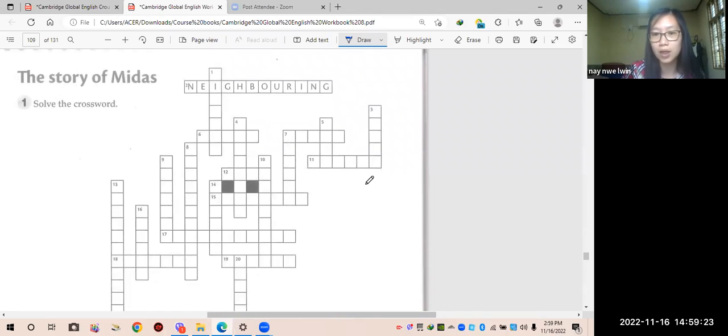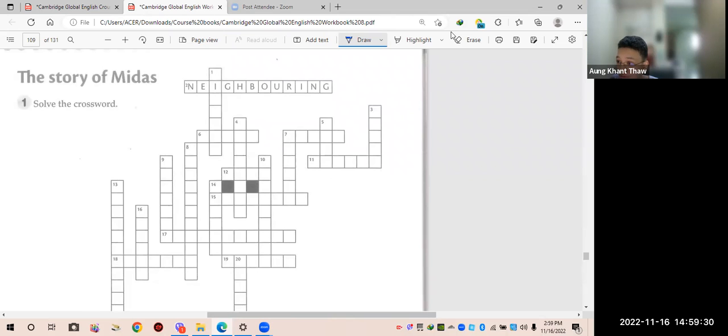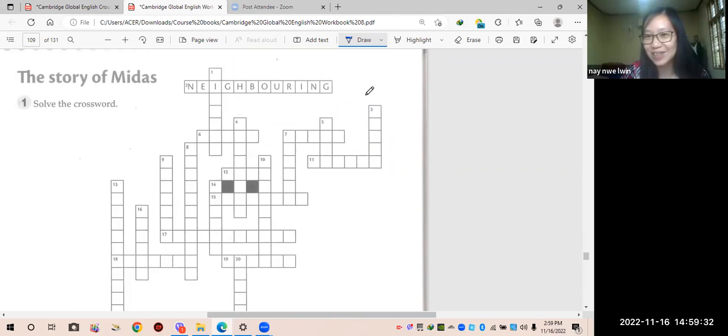Okay, as usual, without looking at the crossword, we will solve the crossword. Teacher, will there be a crossword too? No, there is no crossword. Thank God.